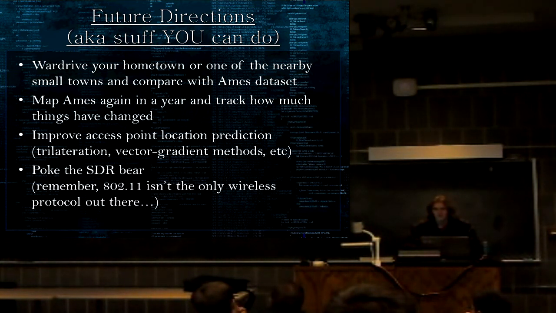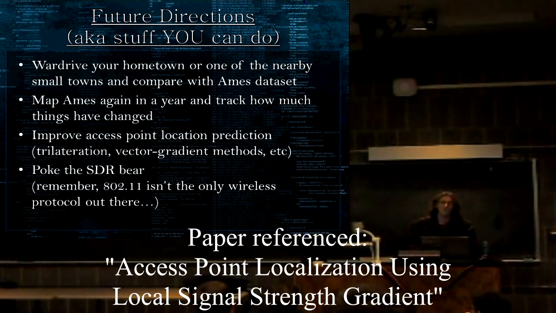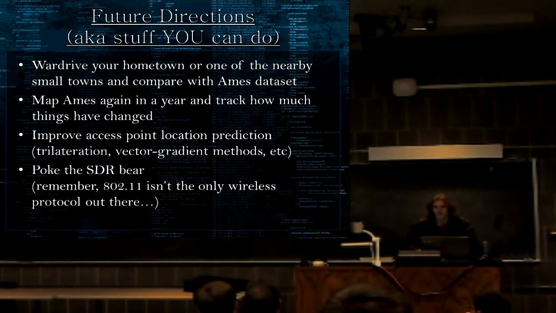Things like trilateration. I read a really interesting paper where these researchers took wardriving data and generated a vector field from all of the packets and calculated the gradient of that vector field to find where the access point was. I want to implement that. Knowing where the stuff is could make the map a lot more interesting.